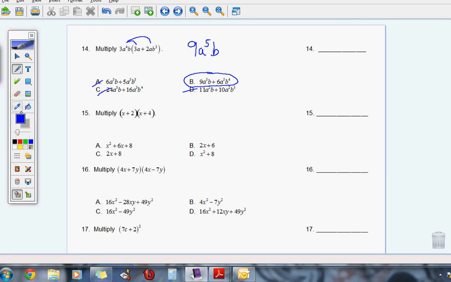All right, for number 15, we must change colors here. I wish I had a metallic color because then I would write FOIL in that metallic color, but I do not, so I will stick with red.